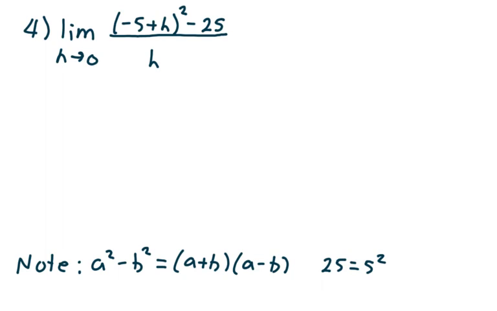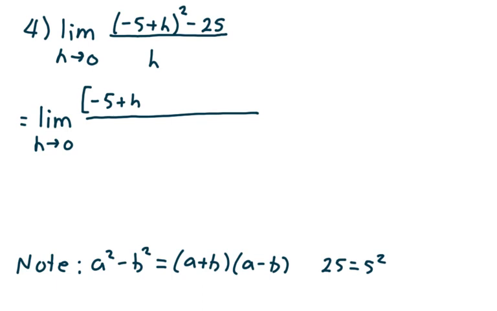Okay? So this is the limit as h goes to 0 of... Now, in the numerator, I'm going to factor this as a difference of squares. So essentially my a is negative 5 plus h, and then my b is 5, so I'm going to go (negative 5 plus h plus 5) times (negative 5 plus h minus 5). And this is all divided by h.